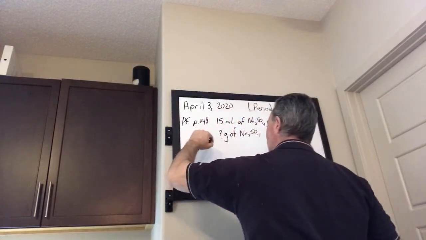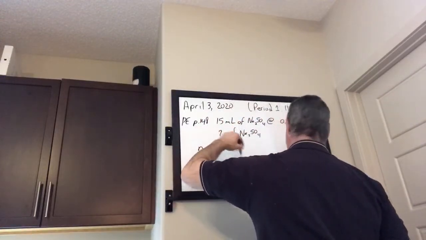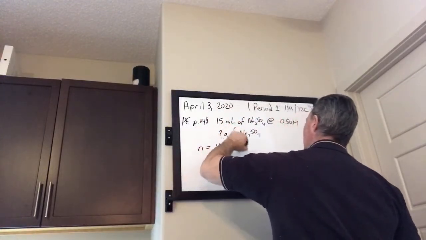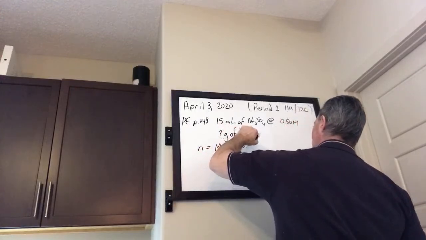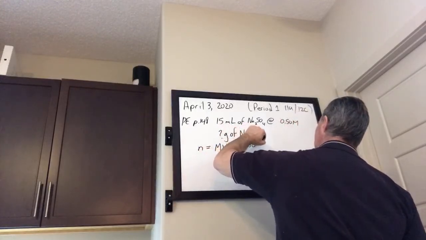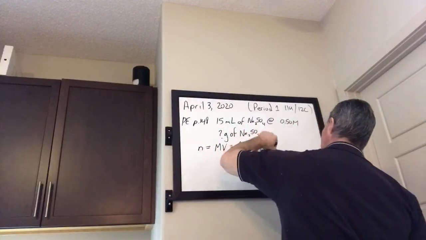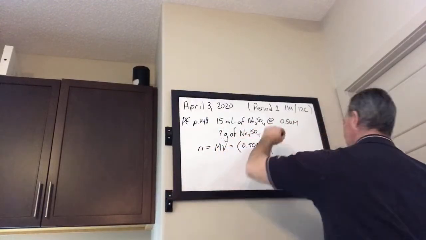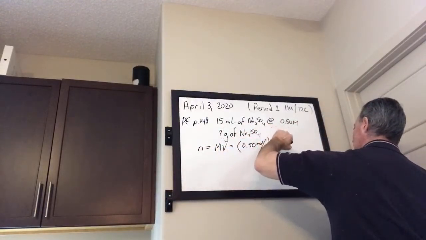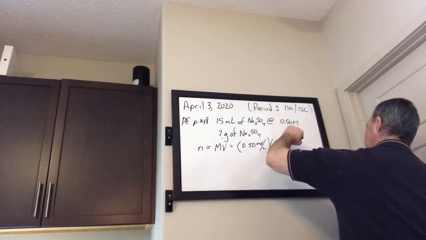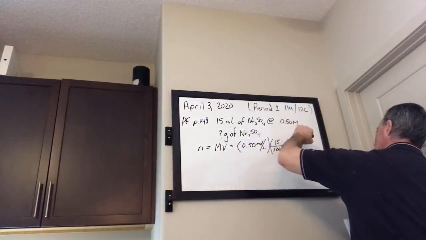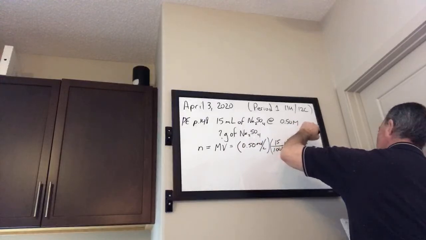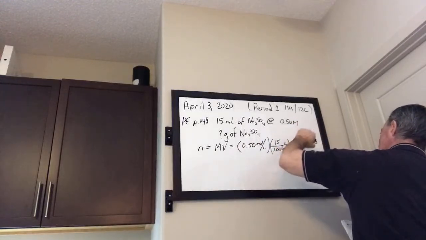We're going to use the number of moles is equal to the molarity times the volume. The molarity is 0.5 molar. You can say that as moles per liter. The volume of it is 15 1,000ths of a liter. So if you multiply that out, you get 0.0075 moles of sodium sulfate.